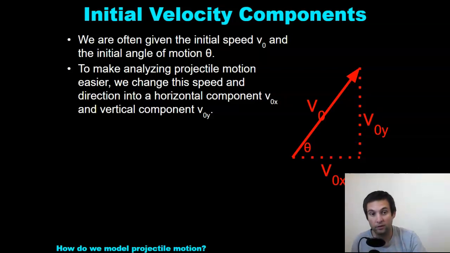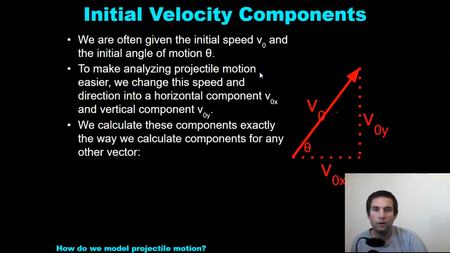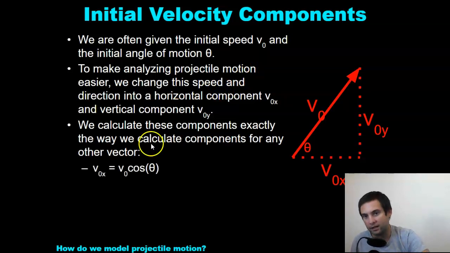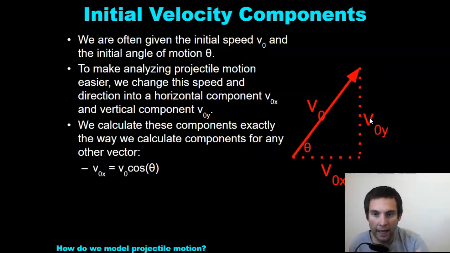If you're at a right angle, then you've got a right triangle, and now we can use any of those right triangle rules that we know, and we can easily pick apart this triangle to solve for whatever we need. We're going to calculate these components exactly the way we calculate components for any other vector. Remember, the magnitude cosine theta happens along the x, and the magnitude sine theta happens along the y. This only happens because the angle is relative to the ground.